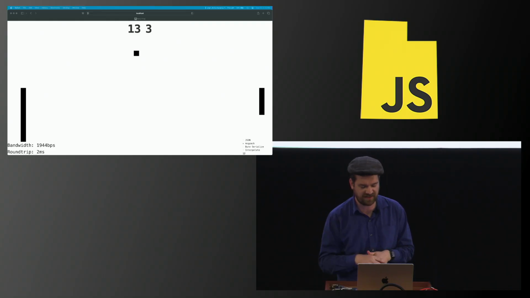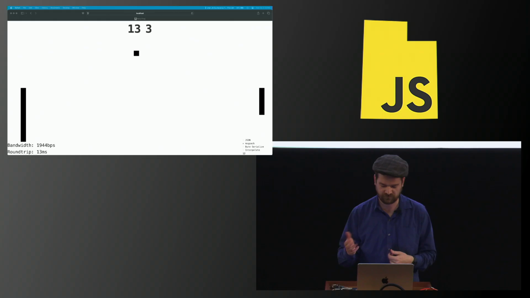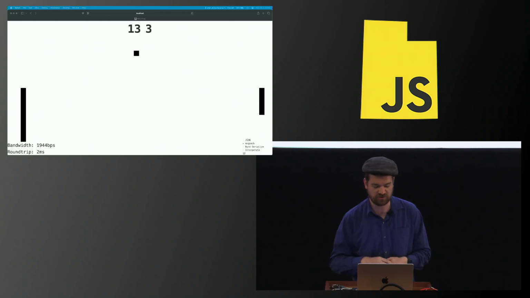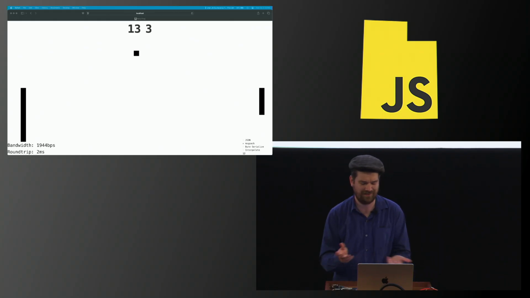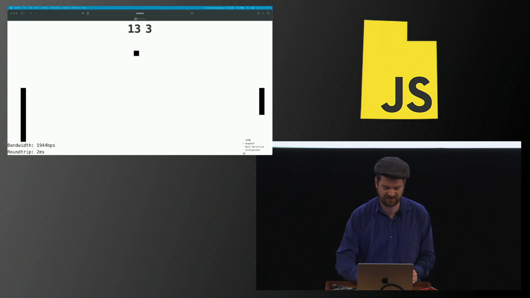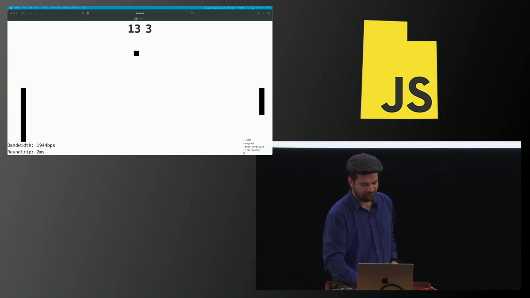If we're sending 30 frames a second, we're looking at 1,200 bits per second, which is well within the range of dial-up modems. That's a pretty good serialization format, albeit a little manual. And then there's even more that we can do.